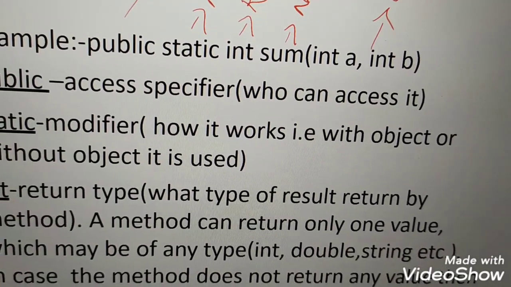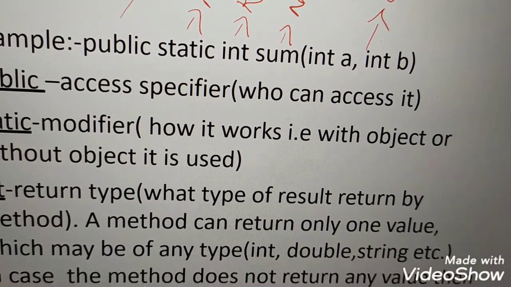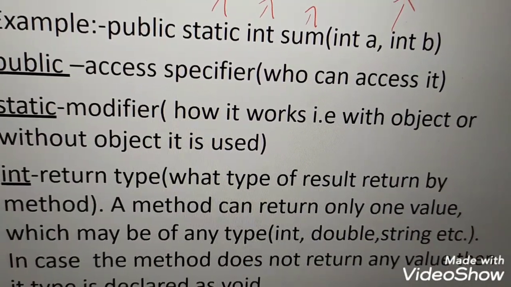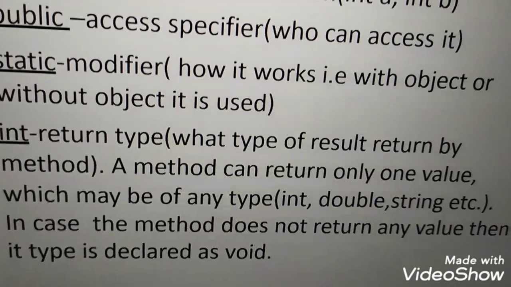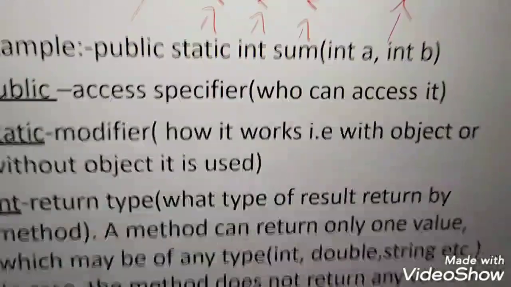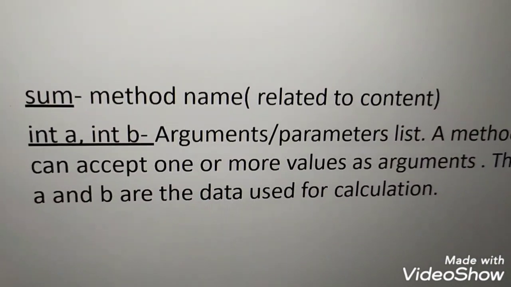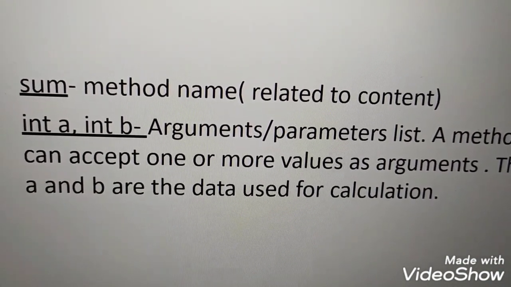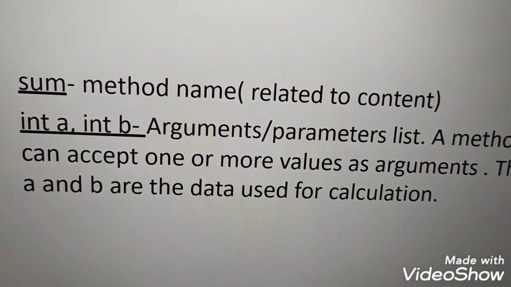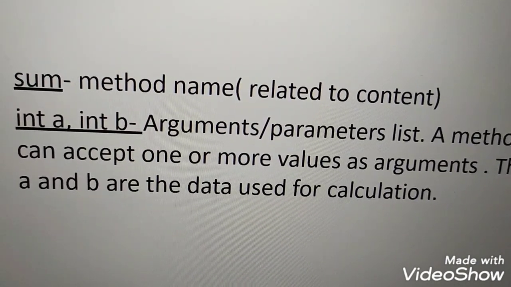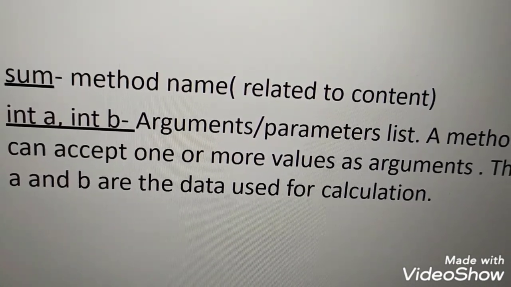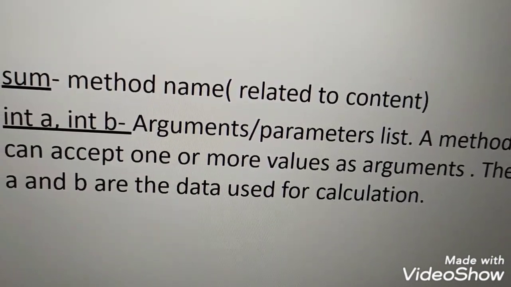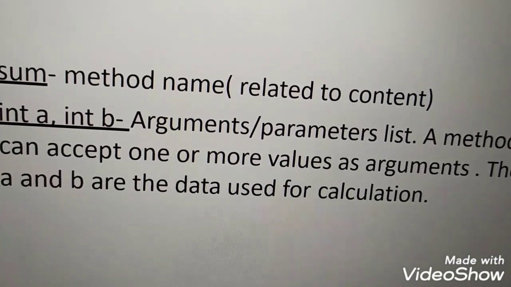The return value can be of any type, that is integer, double or string. And if the method does not return any value, then we have to mention it as void. Now the name of the method, here sum, I already told you it will be related to the contents. And int a, int b are the arguments, the data coming from the caller, sent by the method that invoked this method.